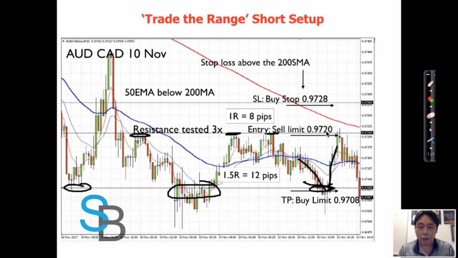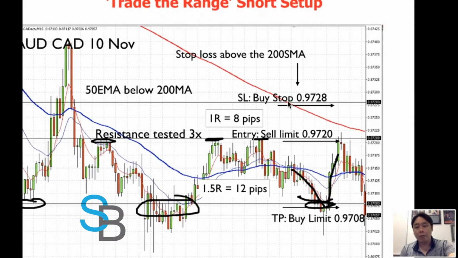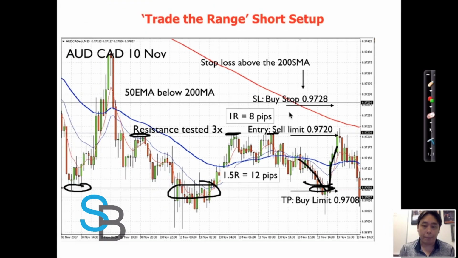And I placed my stop loss 8 pips above my entry price, which is 97.28. And again, it happens to be above the 200 moving average. So that gives me an added level of protection. Yeah. So that's 8 pips.